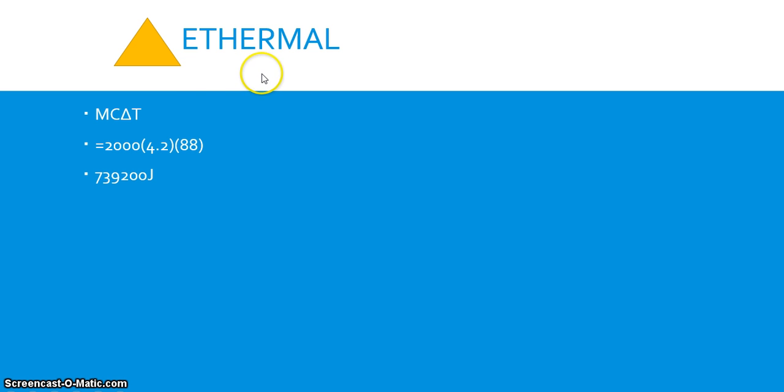So the first question was you have to find delta E thermal. You know the formula is MC delta T. For mass, you have to make sure it's in grams. So 2,000. And then, it has to be 4.2, and this is given in a gram-based unit instead of kilograms. So that's why you have to change this to grams. In addition, the final was 100, and the initial was 12, so the change in temperature was 88. Therefore, you get the answer of 739,200 joules because it's energy.